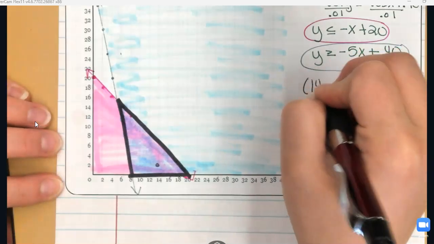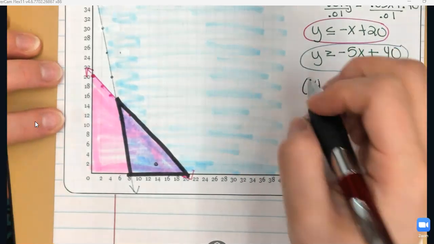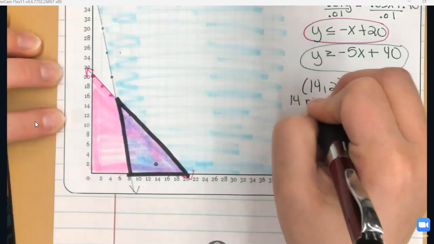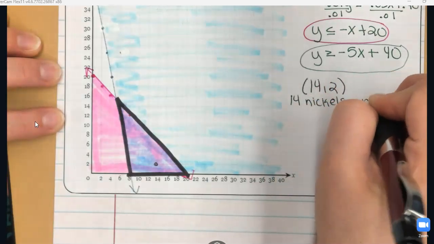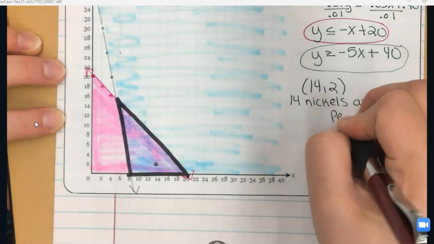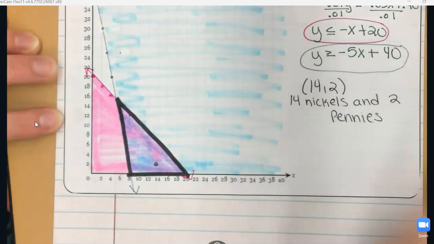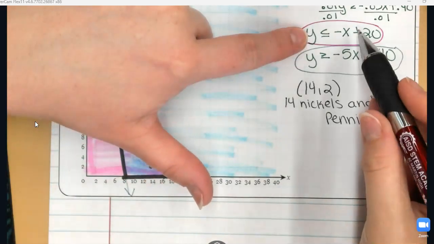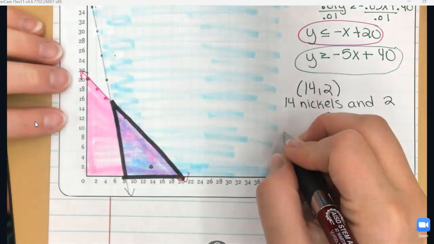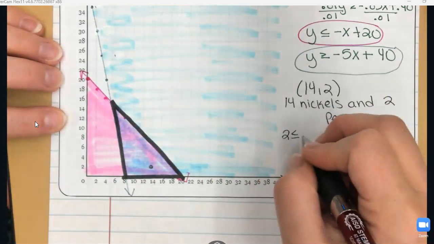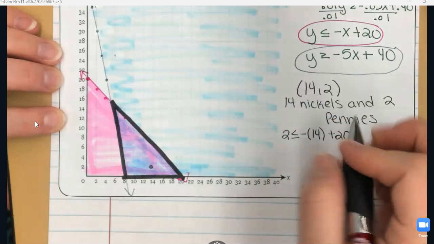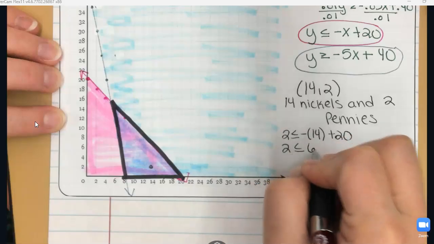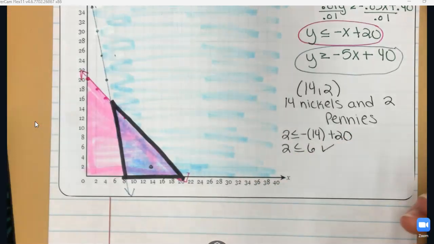So if I do the point 14, 2, that means I have 14 nickels and 2 pennies. Now let's test it in our inequalities to see if the solution is valid. So starting with the first one, my y is 2, 2 needs to be less than or equal to negative 14 plus 20. Well, negative 14 plus 20 is 6, and 2 is less than or equal to 6.